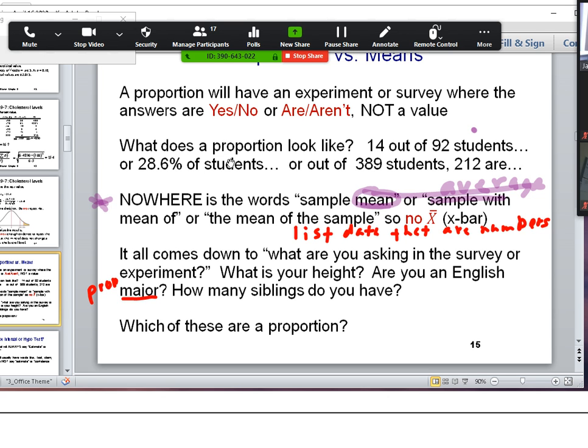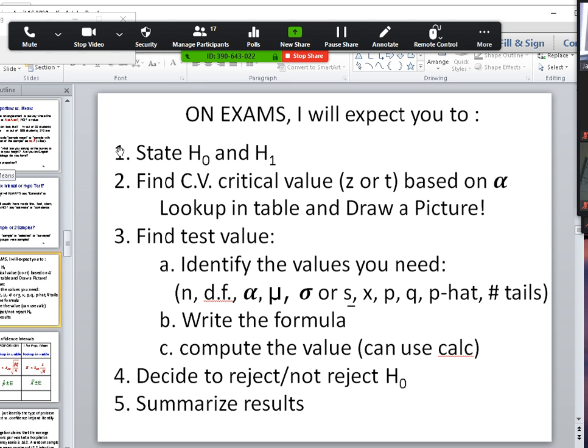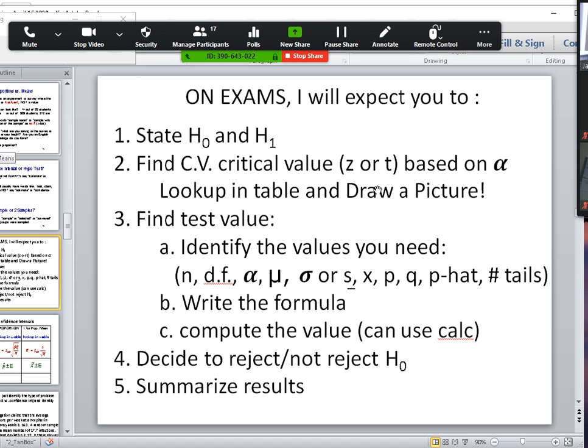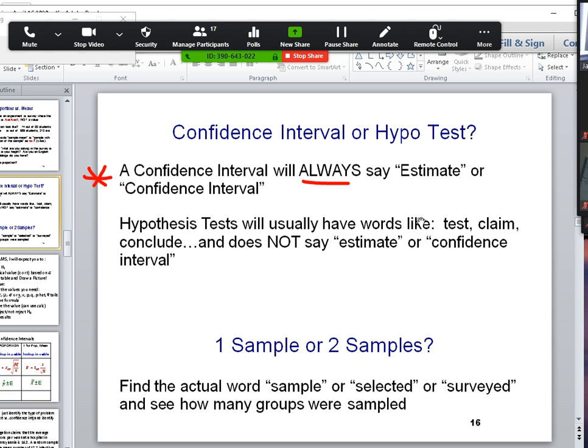So a proportion will also be when you have percents or fractions as the things that you're comparing as well. Those are kind of the main things. On the exams, I'll expect you to state what H0 and H1 are, find your critical value, and draw a picture. Find your test stat, your test value, including writing the formula with the numbers in them, and then decide to reject or not reject H naught and summarize your results for your claim. So just what we've been doing in all these.